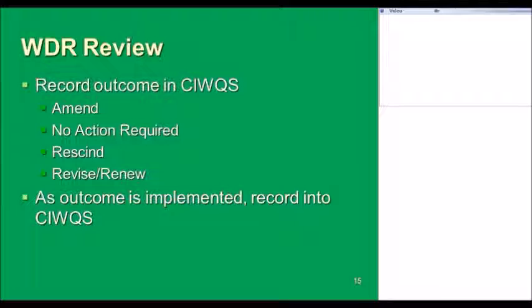Once you've completed your review, you record your outcome in SWRCB, and generally the outcomes are amend, no action required, rescind, or revise and renew. You record your outcome of the review in SWRCB based on these actions. And then, as you implement the outcome, record that information into SWRCB. So if your outcome is amend, once you figure out you need to amend it, you'll mark that the outcome of the review is amend. When you actually go to the board with an amendment, then you go back into SWRCB and mark that the order was amended. And that'll be our demonstration, so hopefully that'll be clear as we move on.